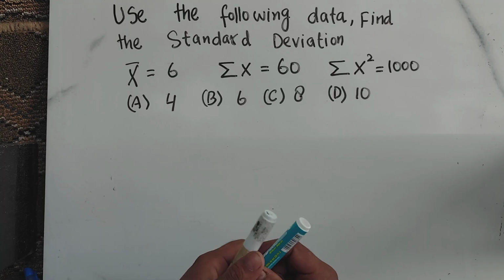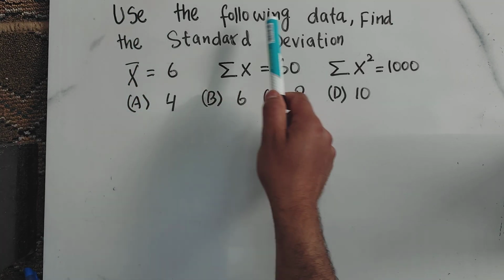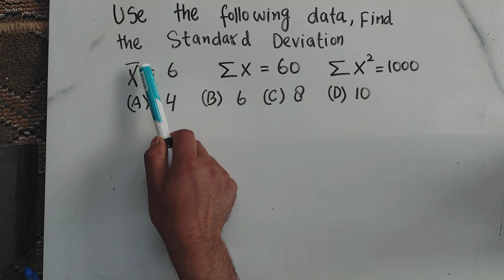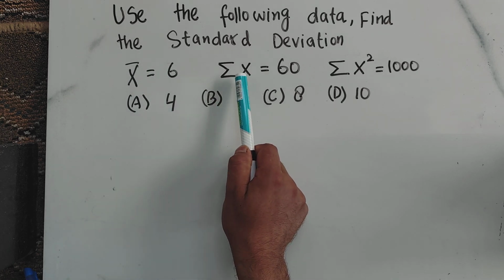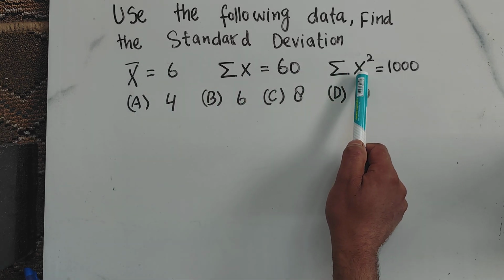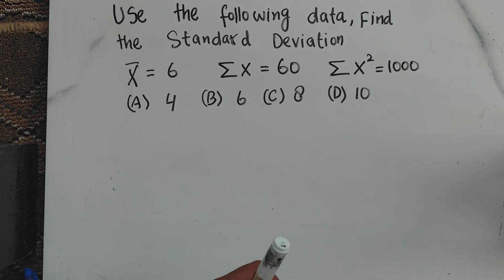In this video we will learn how to find the standard deviation. Use the following data to find the standard deviation. We have the mean of the observations as 6, the summation of the observations is 60, and the summation of x square is equal to 1000. Options are being given. We need to find the correct option.